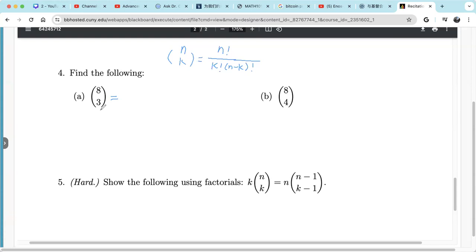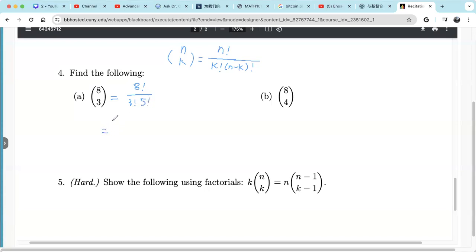Right, that's one example. Another example is, let's say you have 8 people in a group. You want to pick 3 to do something. How many ways of doing that? So we have 8 factorial divided by 3 factorial. In this case, 8 is n, 3 is k. And 8 minus 3, which is 5 factorial.